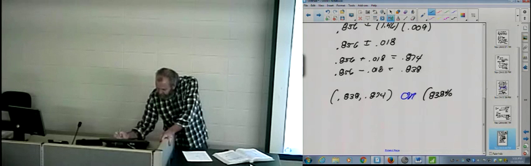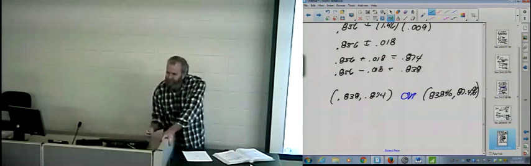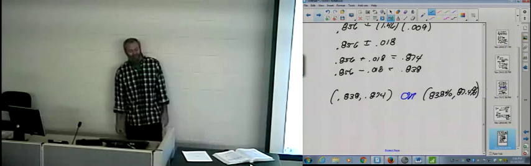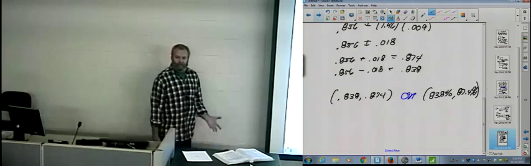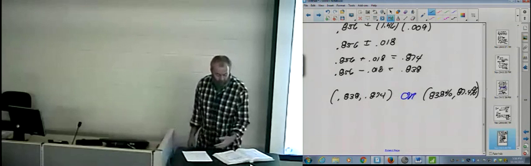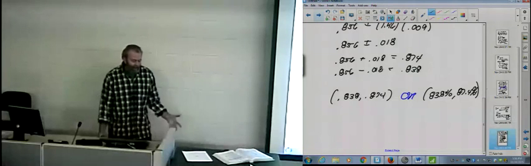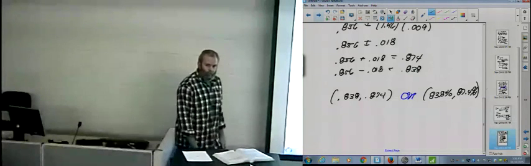83.8% to 87.4%. I moved the decimal place 2 to the right. People like to hear about percentages. So my confidence interval here, this 95% confidence interval for this population proportion is 83.8% to 87.4%.